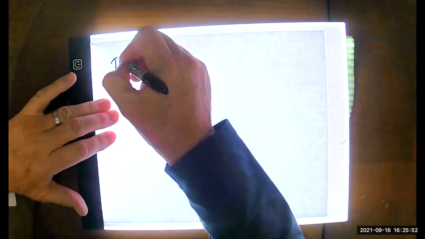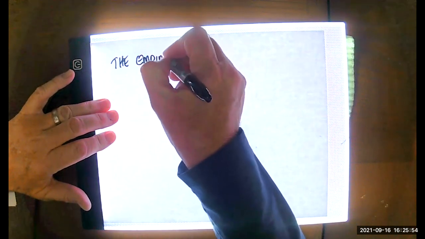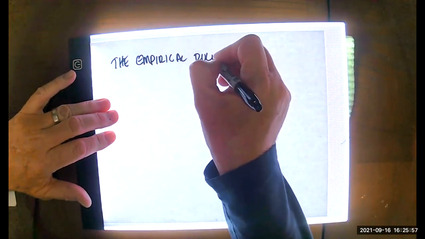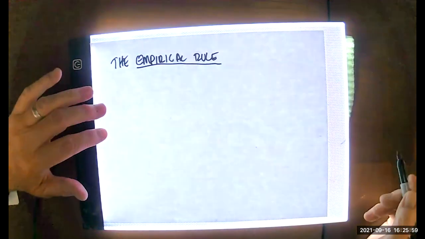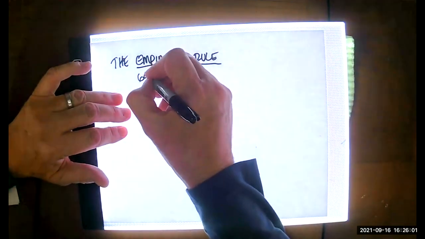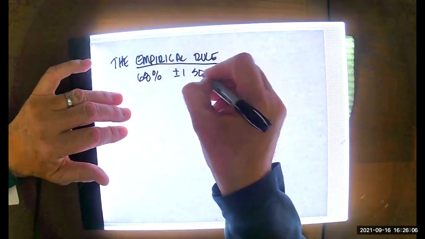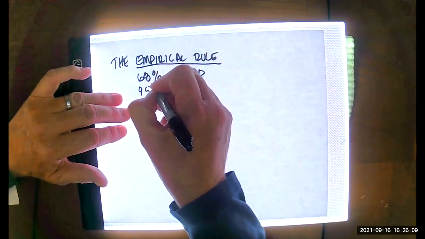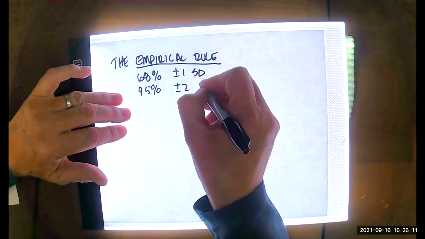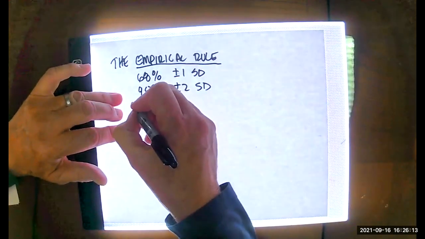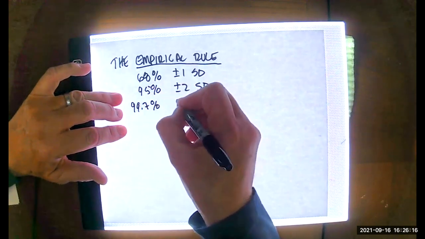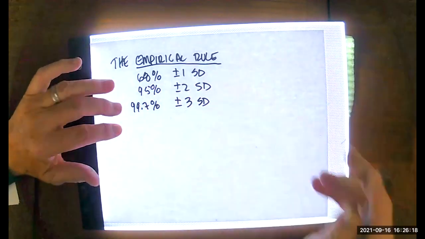Now, the last thing I want to mention from section 3.2 is the empirical rule. You just saw me quote it, but I'm going to put it in real quick again. 68% within plus or minus 1 standard deviation, 95% within plus or minus 2 standard deviations, 99.7% within plus or minus 3 standard deviations.